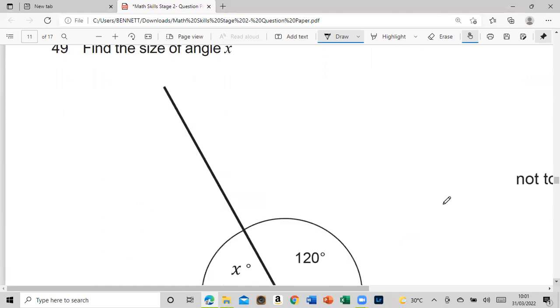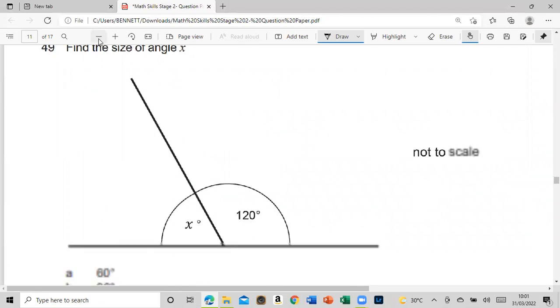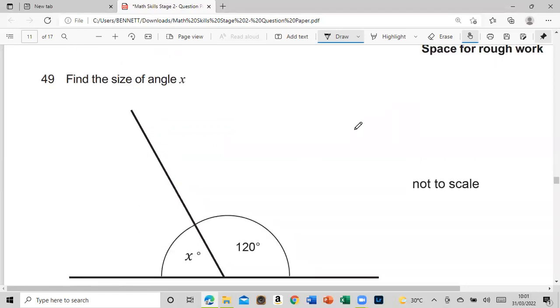It says find the size of angle x. I'm going to make it a bit smaller, and it's not drawn to scale. Alright, now this is angles now. You guys are going to have a field day when you see this, even though you are doing a higher level.